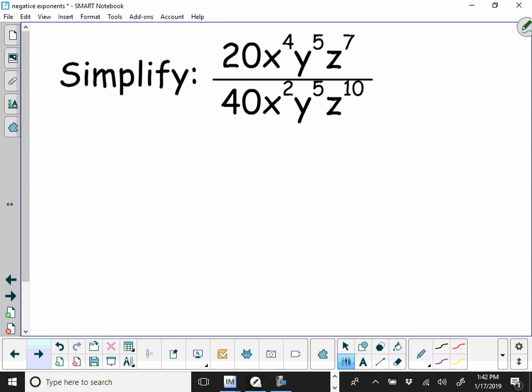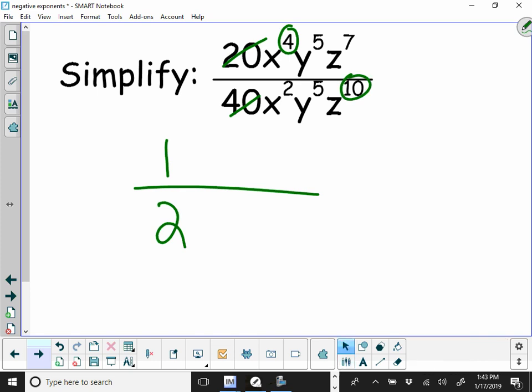We're going to start with 20 divided by 40. What's that going to turn into? 1/2. Okay, so I'm going to go through real quick and circle where my bigger exponent is. So 4 or 2, which one's bigger? 4. 5 and 5. 7 and 10. 10. Whenever I subtract my exponents here, I'm going to do 4 minus 2, which gives me 2, and the 2 goes on the top.